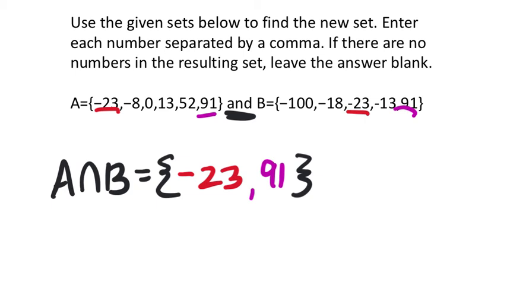Now, do recall, if this was an or statement, which could happen on the quiz, you'd have to include not just all of these from set A, but any of these other ones from set B, making sure not to duplicate any entries. So you wouldn't want to put negative 23 twice or 91 twice. Just put them once, even in the or statement.